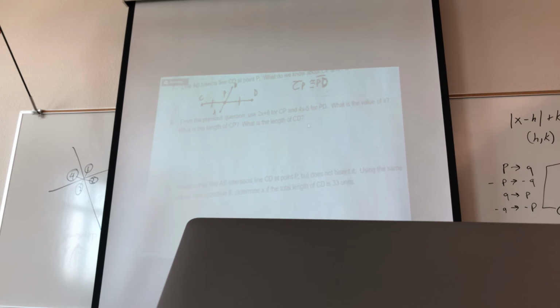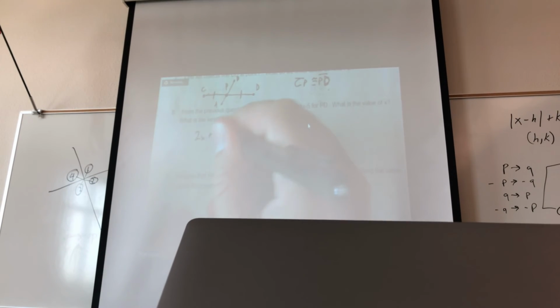Then number 8 asks us to do something algebraically with this information. Use 2x plus 8 for CP and 4x minus 5 for PD. What is the value of x? If this is a bisector, that means that these two are equal. So 2x plus 8 is equal to 4x minus 5. We add 5 to both sides. We subtract 2x from both sides. I'm combining because I have limited amount of space. So this is 13 is equal to 2x. I divide by 2, and I get x is equal to 6.5.